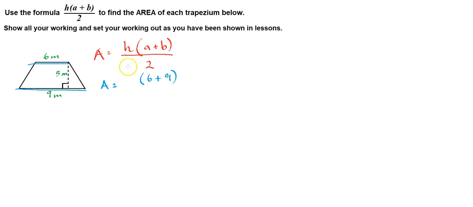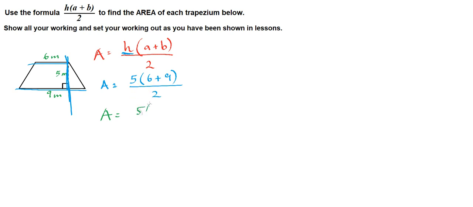So we need the height, right? That's this h, and the height will always be at right angles to a and b. In this particular case, it's here, and we know the value, it's 5. And then that would be divided by 2. So we just follow through with what we have to do. Let's tidy this up a little bit.